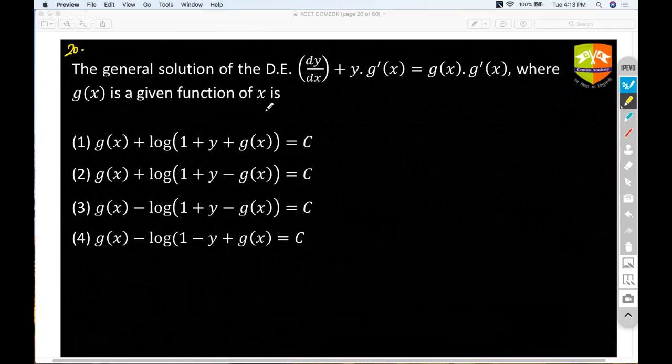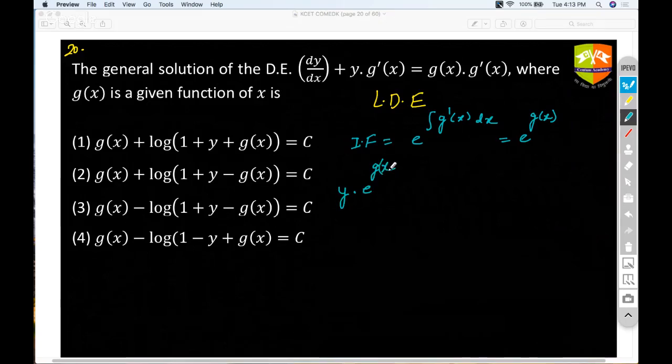So Sanjana thinks something else. Okay, so let's discuss this. It's a clear-cut case of a linear differential equation. And in this case, our integrating factor is going to be e to the power integral of g dash x, right? That's going to be e to the power g of x. So it becomes y into e to the power g of x is equal to integral of e to the power g of x times g of x times g dash x.